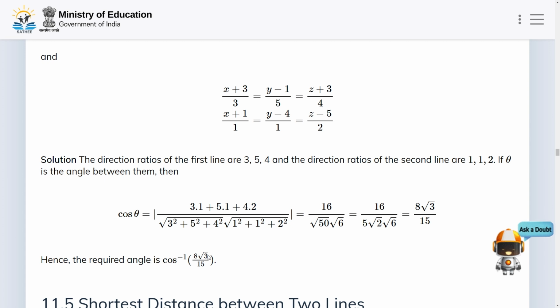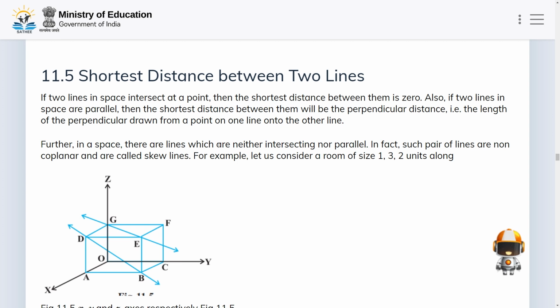Now from these examples you will have a clear idea of what we are trying to do, in terms of vectors or in terms of Cartesian form, and how we are going to find our angle. Now the next topic: the shortest distance between two lines.